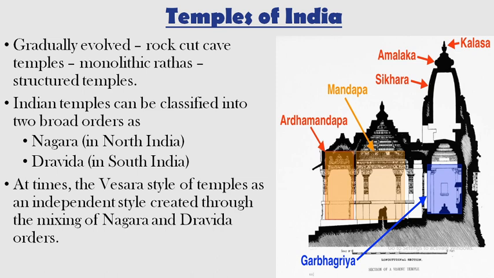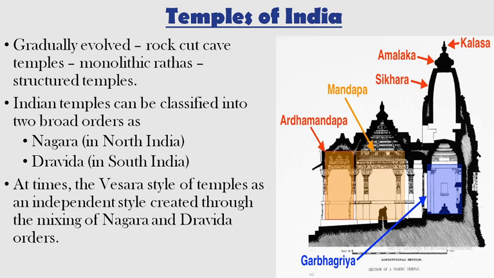The initial phase was the rock-cut cave temples, and this later led to the development of monolithic rathas in Mamallapuram of Tamil Nadu and the structural temples. So Indian temples can be classified into two broad orders, that is the Nagara in North India and Dravida in South India. Of course, the Nagara has different subcategories and Dravida also has subcategories.